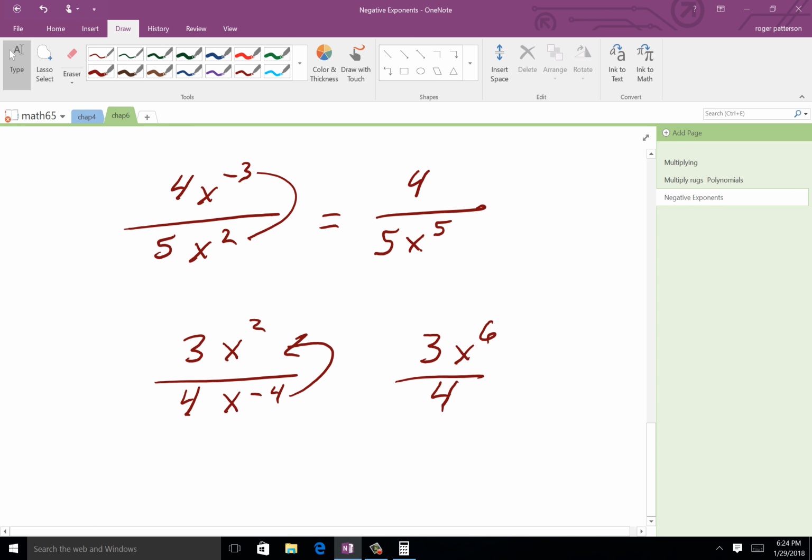Any questions on what we're doing there? So when it goes to the top, the negative goes away? Yeah, whenever you move it from the bottom to the top, or from the top to the bottom, that negative goes away. Okay?